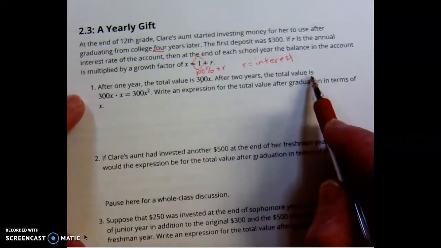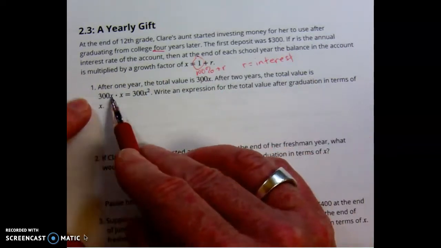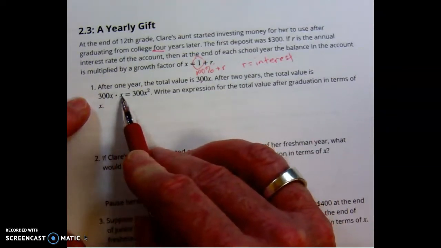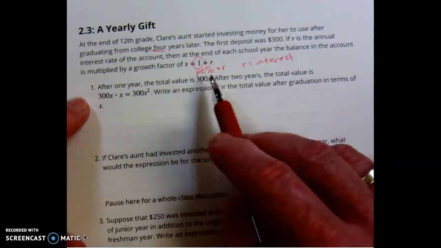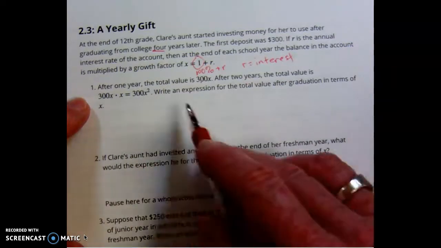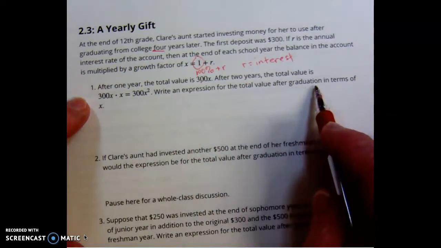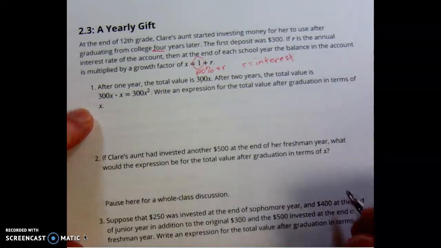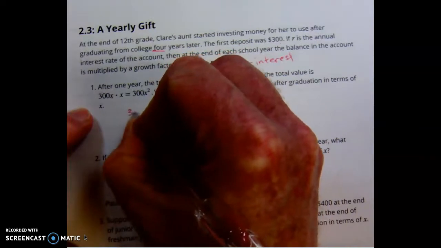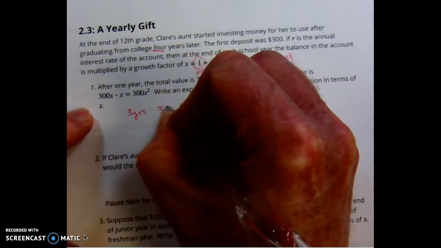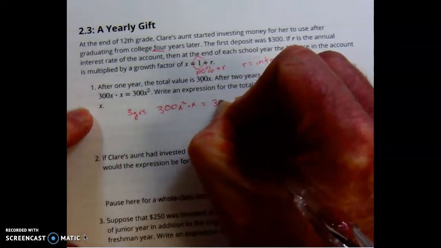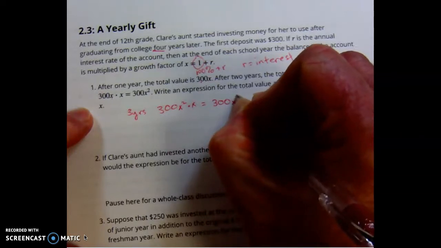After 2 years, the total value is 300x, that's how much added at the end of the first year, times x again, which would be the value after being paid interest again for the next year. So you got 300x squared. Write an expression for the total value after graduation in terms of x. Okay, so 2 years was 300x squared. 3 years would be 300x squared times x, which would be 300x to the third.